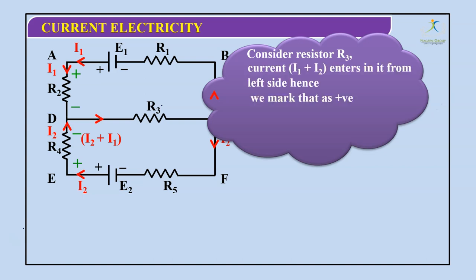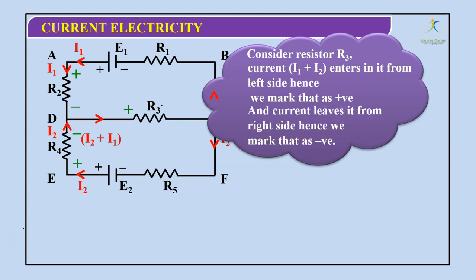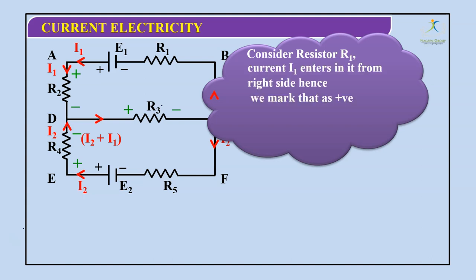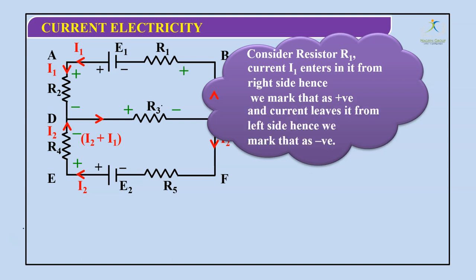Consider R3. Current I1 plus I2 enters it from the left side, hence we mark it as positive, and the current leaves it from the right side, hence we mark it as negative. Consider R1. Current I1 enters it from the right side, hence we mark it as positive, and the current leaves from its left side, hence we mark it as negative.